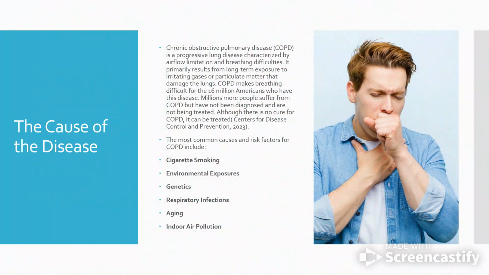Genetics. Some individuals may have a genetic predisposition to COPD. Alpha-1 antitrypsin deficiency is a rare genetic condition that can lead to COPD, particularly in non-smokers. Respiratory infections. Frequent or severe respiratory infections, especially during childhood, can contribute to lung damage and increase the risk of developing COPD later in life. Aging. The risk of COPD increases with age as the lung tissue naturally undergoes changes and becomes less elastic over time. Indoor air pollution. Exposure to indoor pollutants such as biomass fuels used for cooking and heating in poorly ventilated homes in some parts of the world can contribute to COPD.